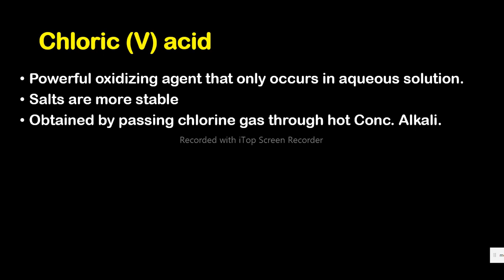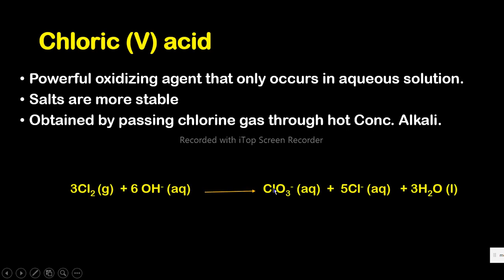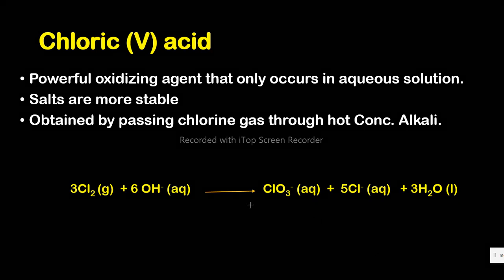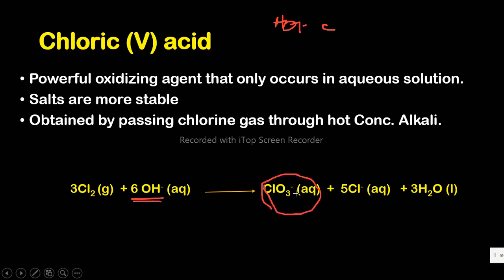aqueous solutions. They are obtained by passing chlorine through hot concentrated alkalis, and the alkalis could be sodium hydroxide or potassium hydroxide. And I hope you still remember this reaction. We talked about it so much. Reaction of chlorine with hot concentrated alkalis. So we shall produce our chloric 5 acid.